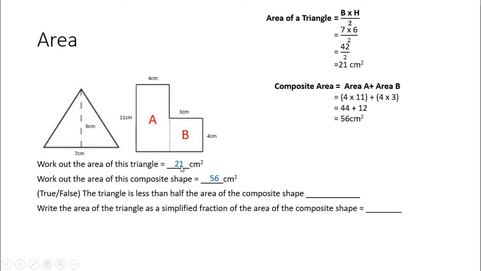Now, true or false, the triangle is less than half the area of the composite shape. Look at the area of the triangle, look at the area of the composite shape. Half of 56, that would be 28. And 21 is definitely less than 28, so this is true.